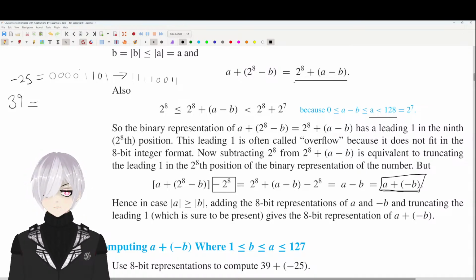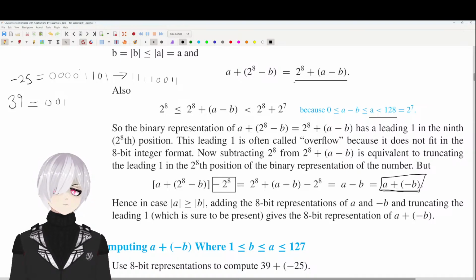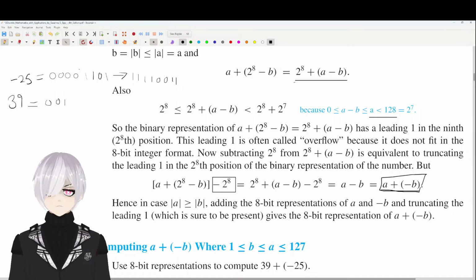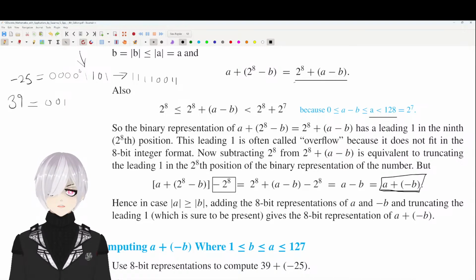For 39, it was 16 plus 8 plus 1. So those ones will be moved one to the left, because the one on the far right is the ones place, then the twos place to the left of that, then the fours place. So instead of a one in the fours place, we'll have a one in the eights place, and then the sixteens place. So you have 0 0 0 1 1 0 0 1.